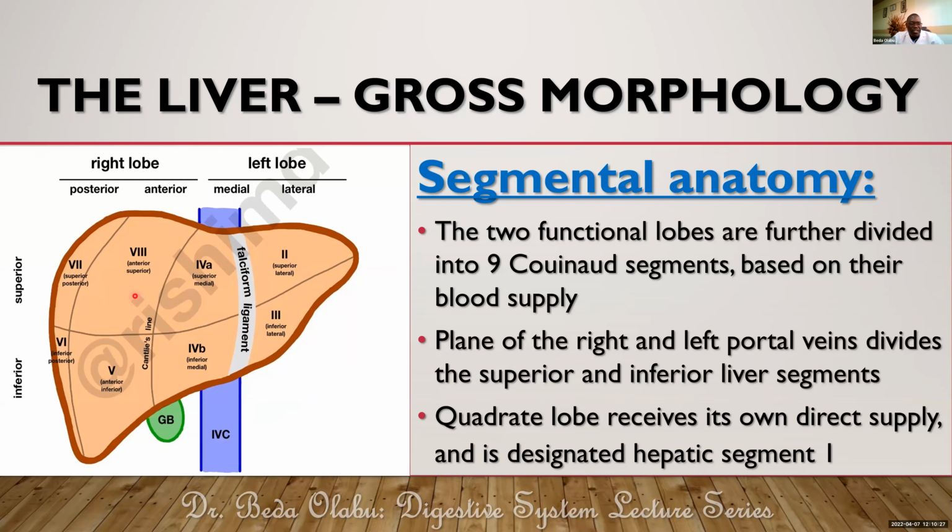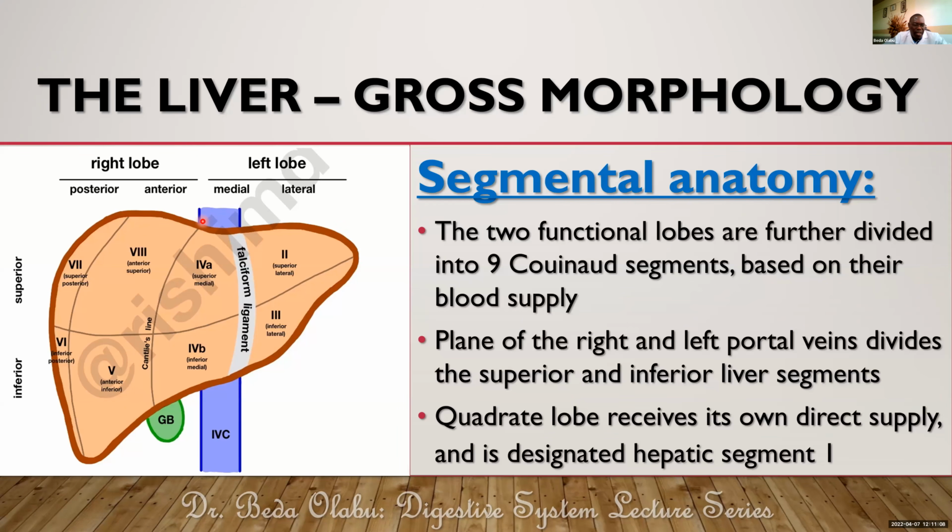But this also captures the liver segments nicely. So the left superior lateral is 2, left inferior lateral is 3, the left superior medial is 4A, left inferior medial is 4B. We have the right anterior inferior is 5, right inferior posterior is 6, right superior posterior is 7, and right anterior superior is 8.